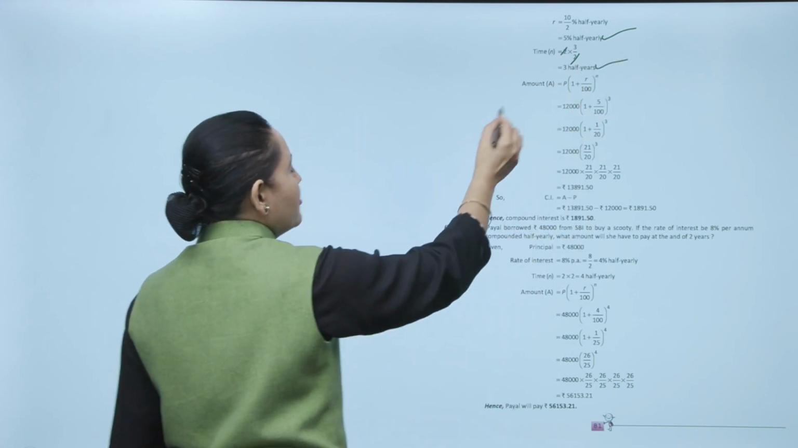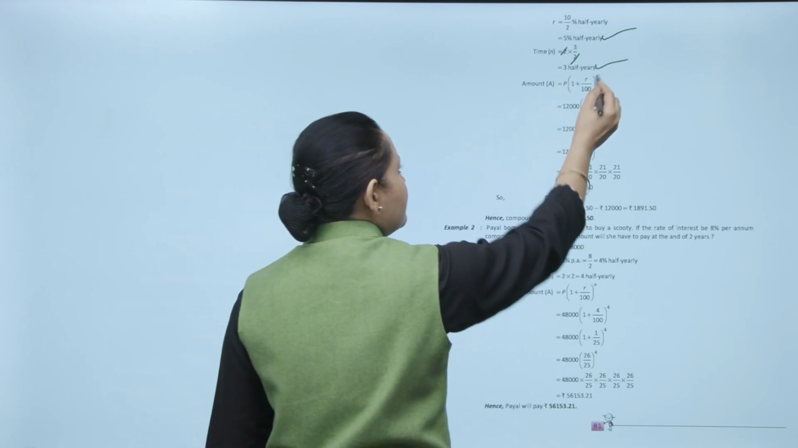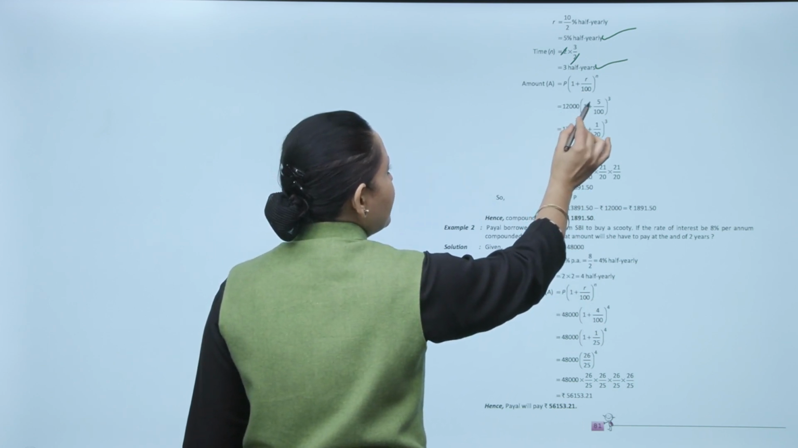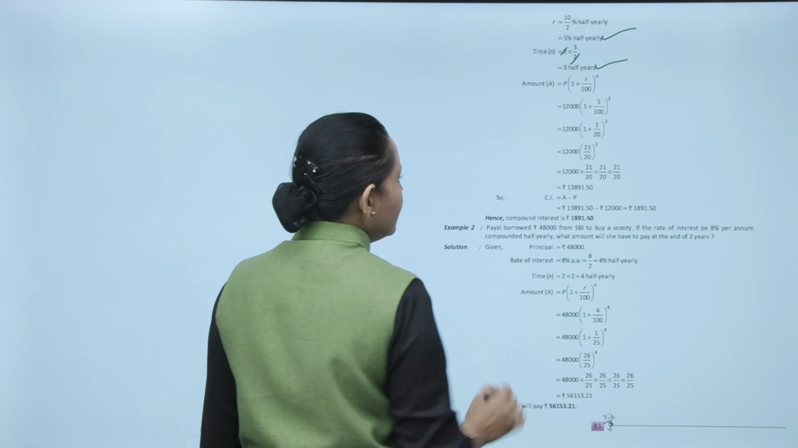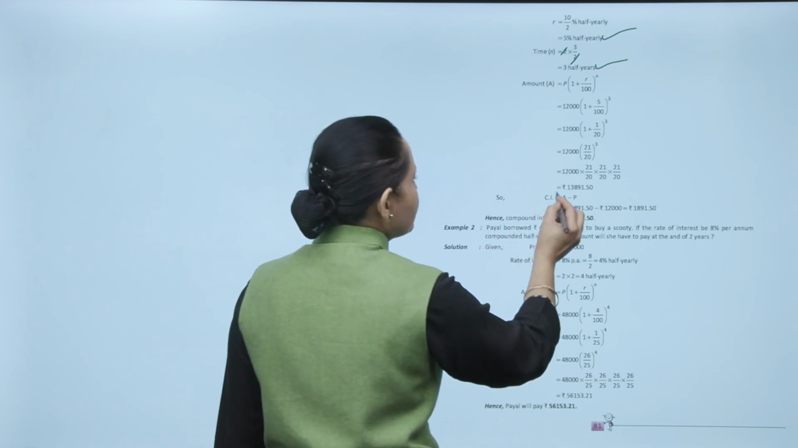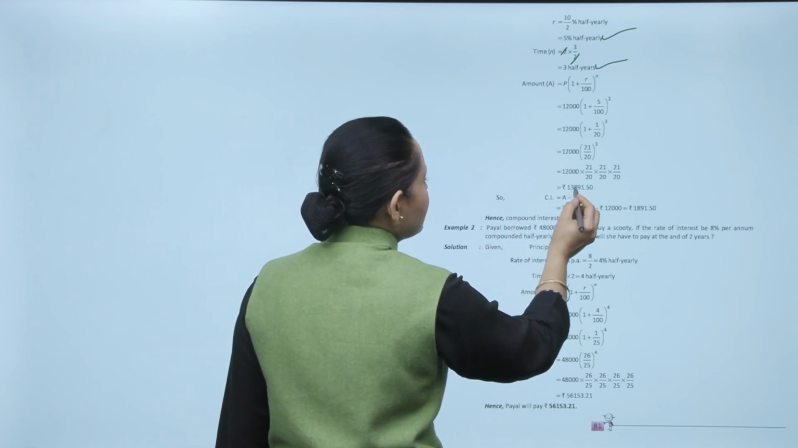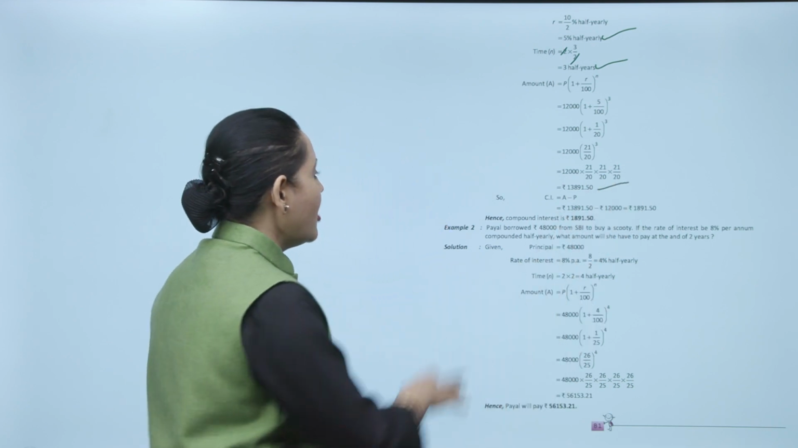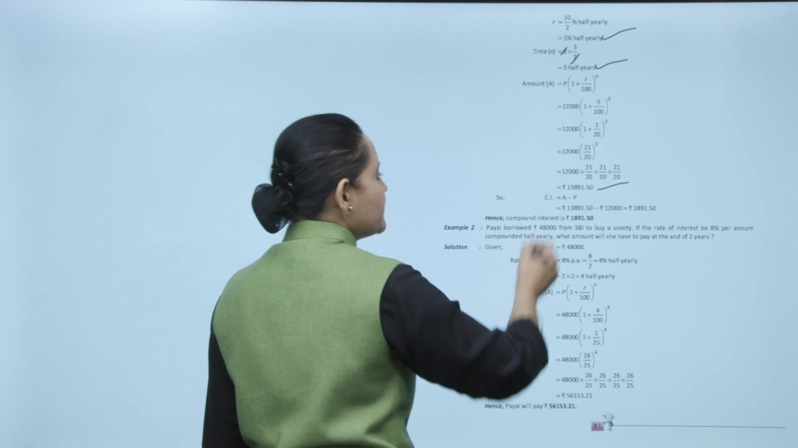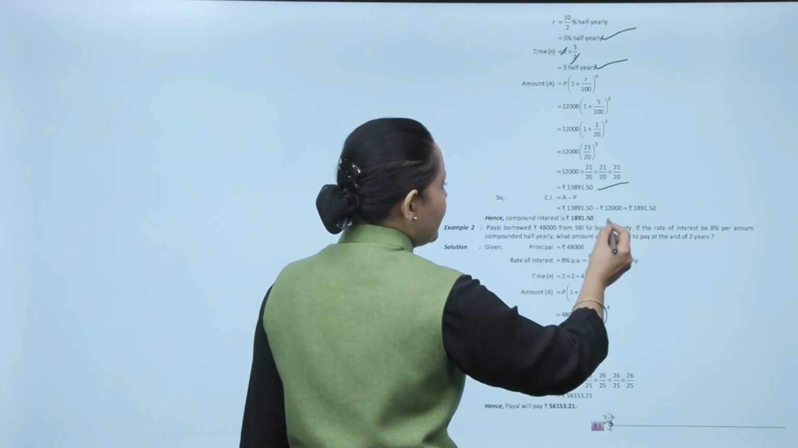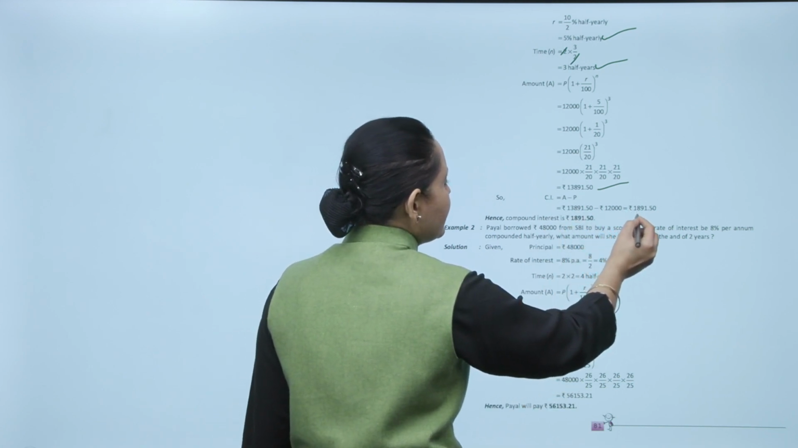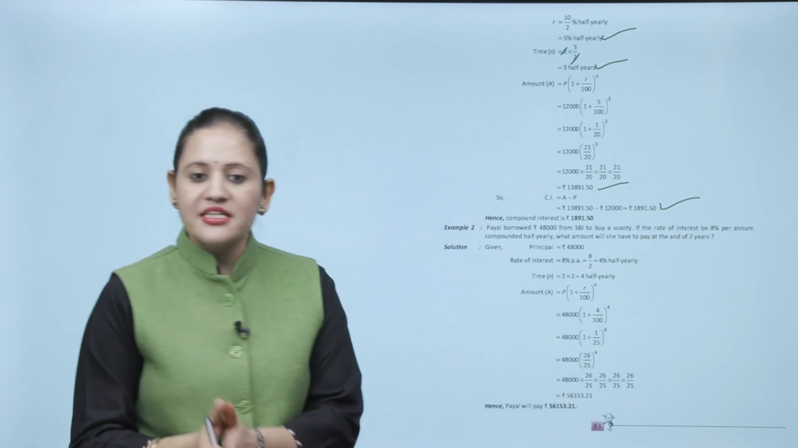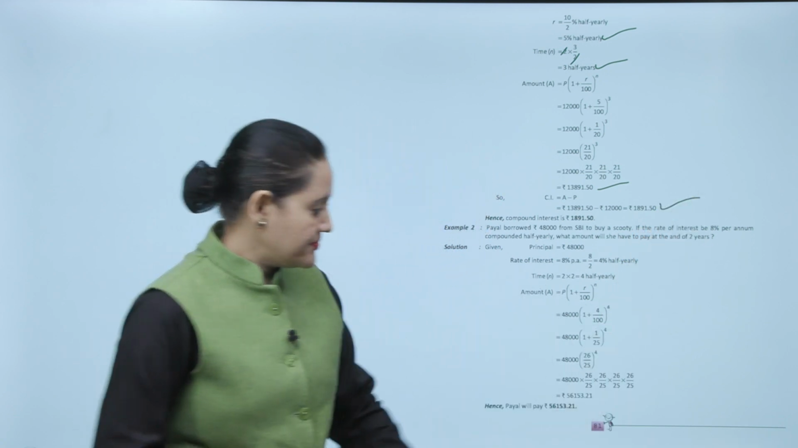Now we'll find the amount equals P(1 + R/100)^n, that is 12,000 multiplied by (1 + 5/100)^3. We will solve this, and it will come to 13,891.50. That is the amount. Now compound interest equals amount minus principal. So we will subtract the principal, that is rupees 1,891.50. That is the compound interest.